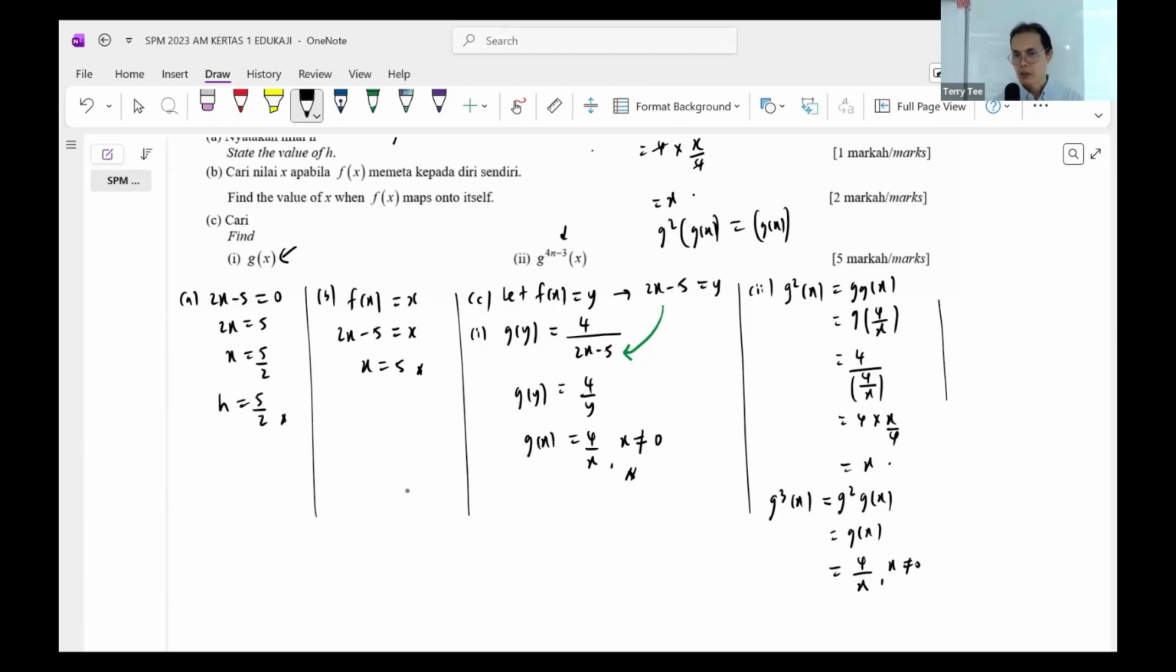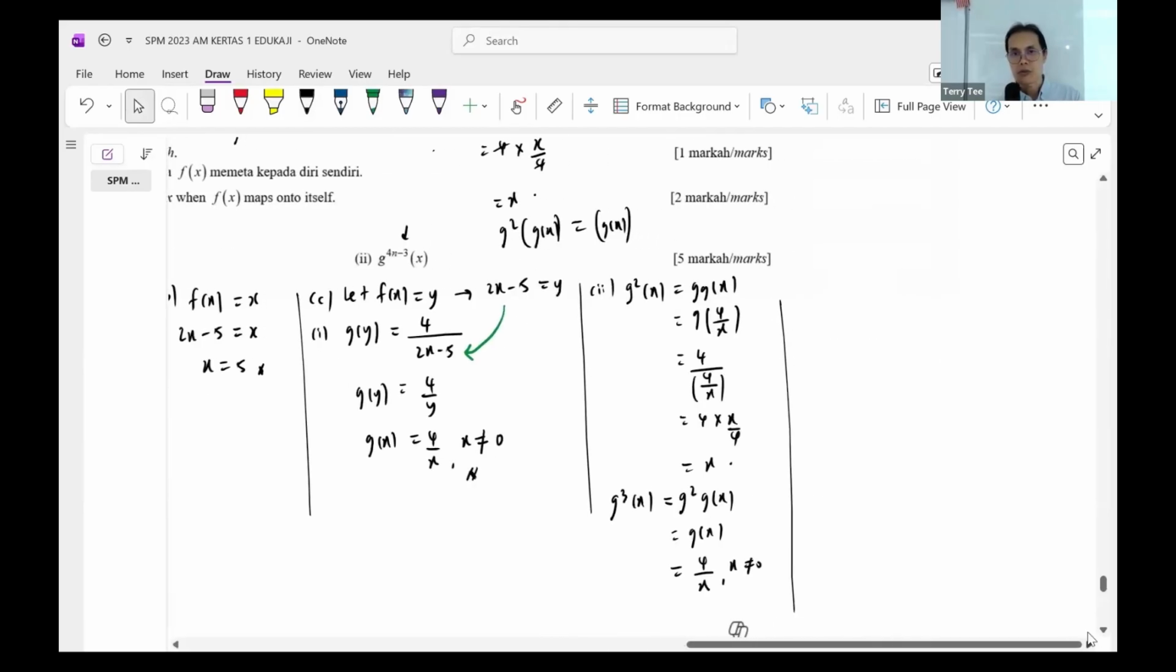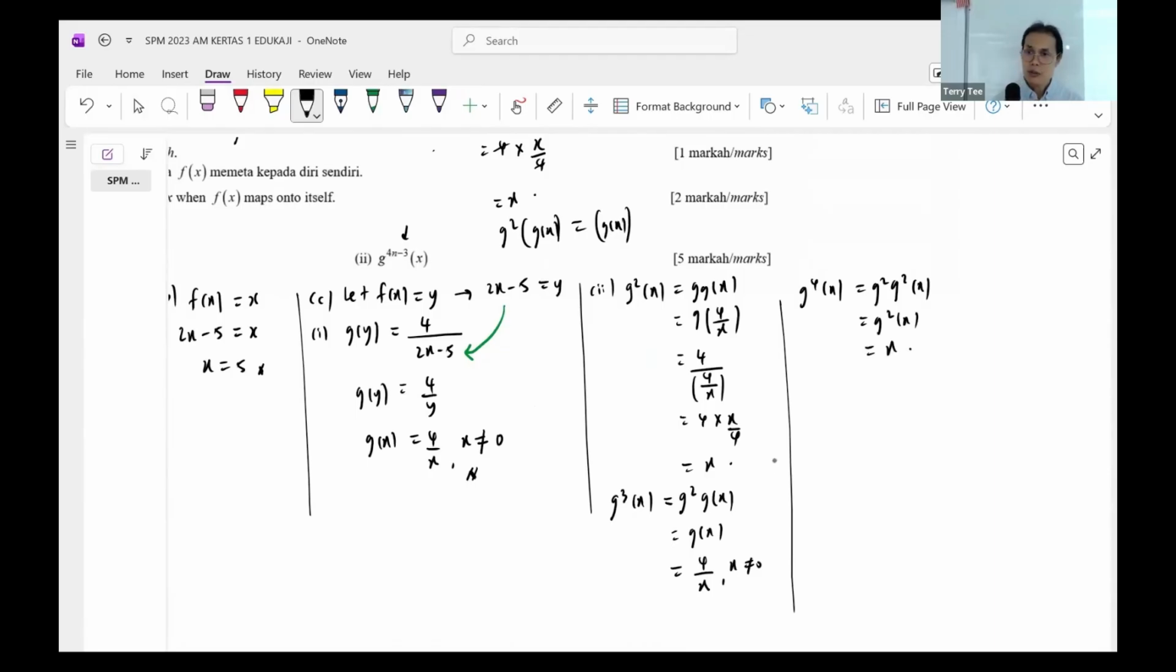Now, how about g4? Oh, g4 is the same as g2. Actually, you can see a pattern really. Every g2 maps onto itself, right? So g4x is g2 of g2, which is just x. You just go back to x. Actually, I don't want to do so many, but I just want to show you because I want to get the 4n minus 3.